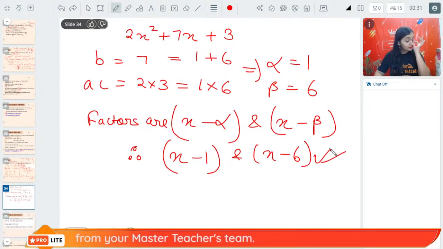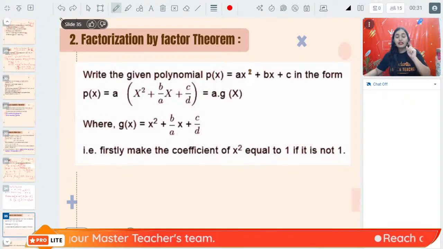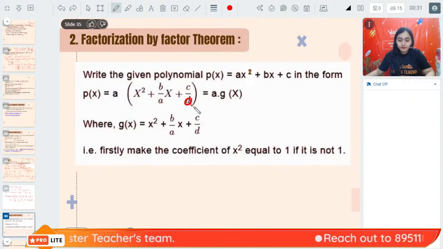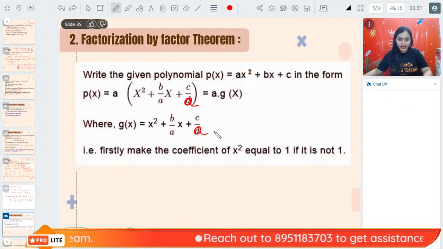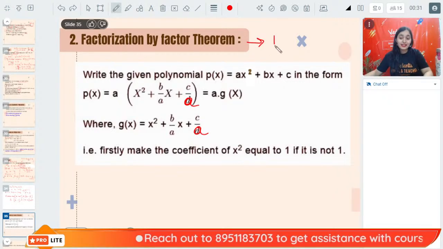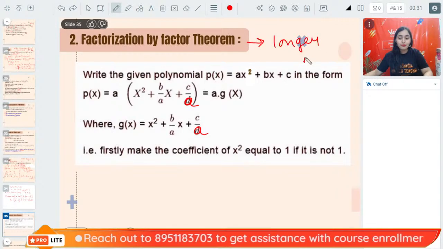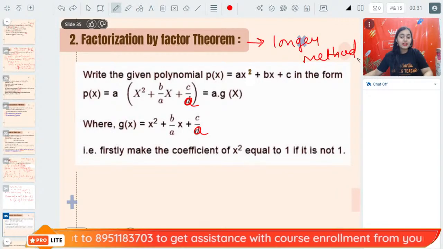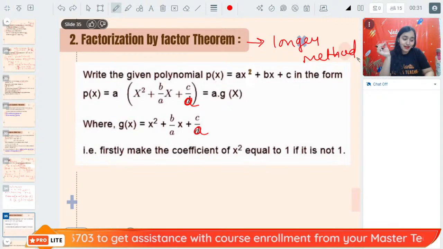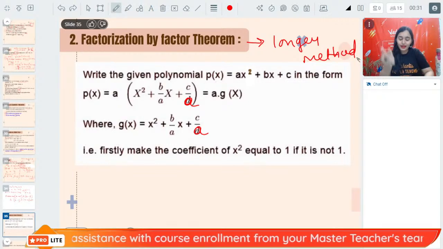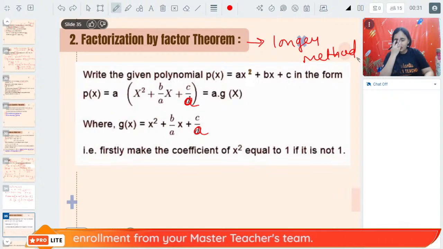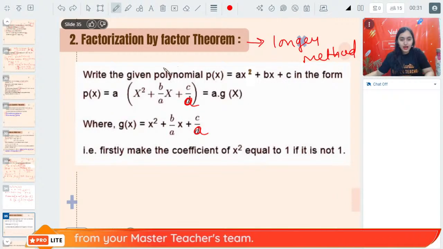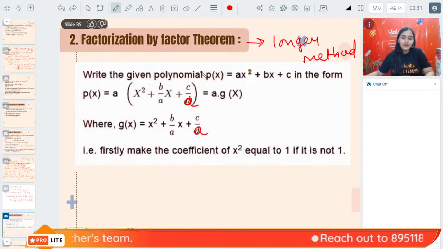Okay? Very good. Now let us learn about factor theorem. How to factorize by factor theorem. Now this is basically a longer method and completely unnecessary method. I don't know why we learn about factorization by factor theorem. Okay. So how to factorize by factor theorem?